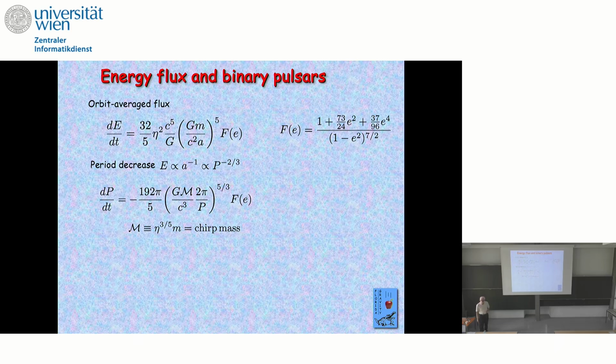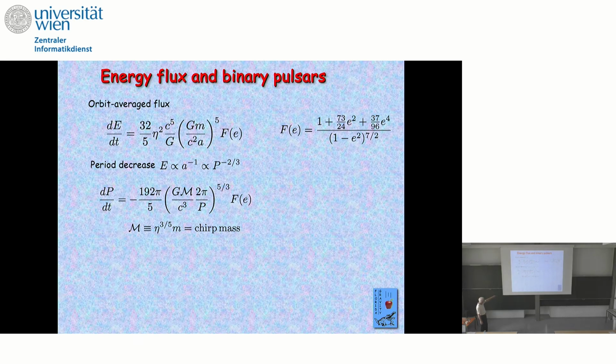If the system loses energy, then its semi-major axis must change because E is proportional to 1 over A at Newtonian order. And if the semi-major axis changes, then the orbital period must change because they have a direct relationship via Kepler's laws. So basically, any change in E causes a change in orbital period according to that relationship.